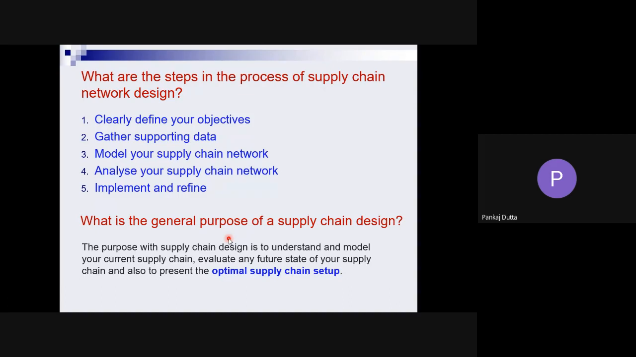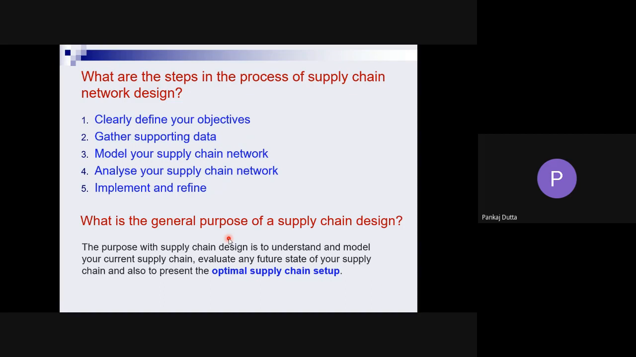Start planning your network design. For that, you need a model, because designing alone cannot be done. If you open Excel with the data you have, you cannot design rough planning like that. You need structured planning. You have to do structured network planning, because once you design your supply chain network, it is to optimize the supply chain management, the supply chain process.